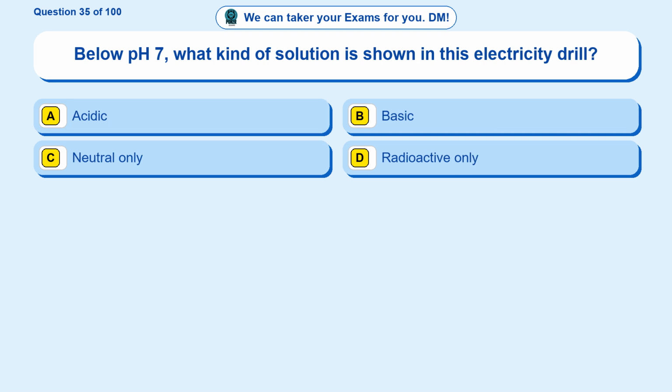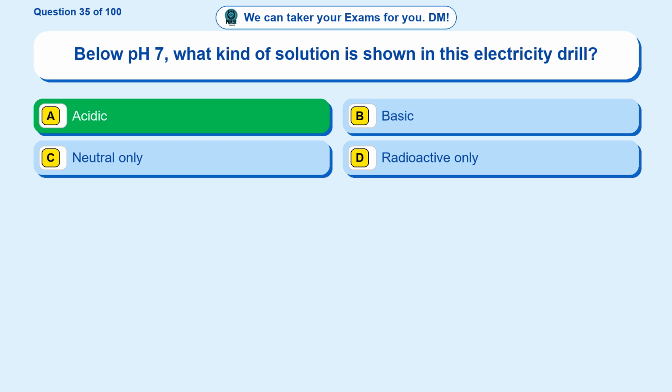Question 35. Below pH 7, what kind of solution is shown in this electricity drill? Option A, acidic. Option B, basic. Option C, neutral only. Option D, radioactive only. The correct answer is option A.